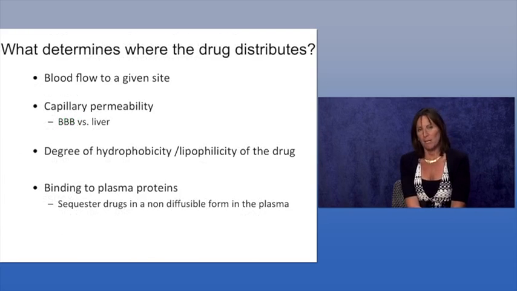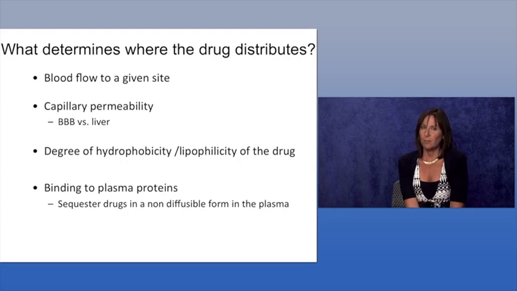Well, much like we had multiple determinants for absorption, we also have multiple determinants for distribution. Many are the same. For example, blood flow. If you have good blood flow to all sites throughout the body, well then there's a good chance that the drug will distribute to those same sites.